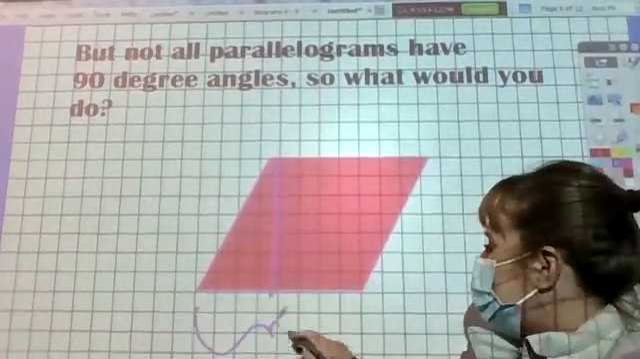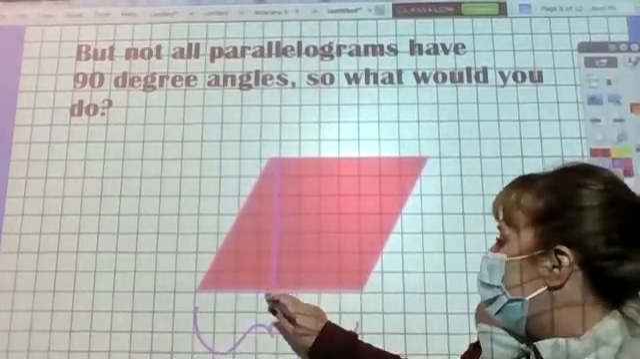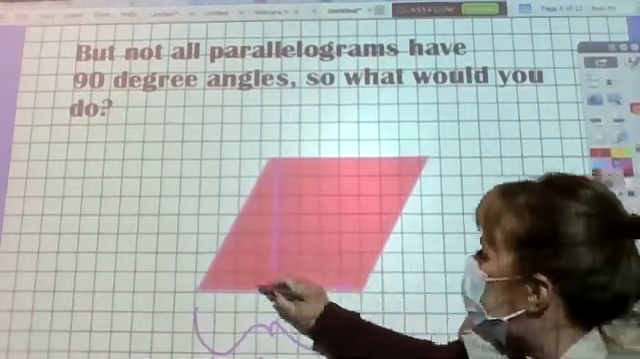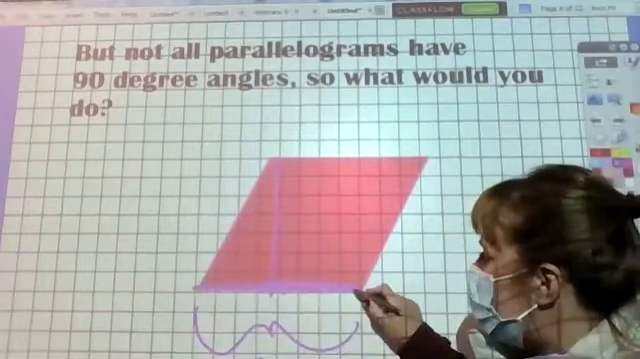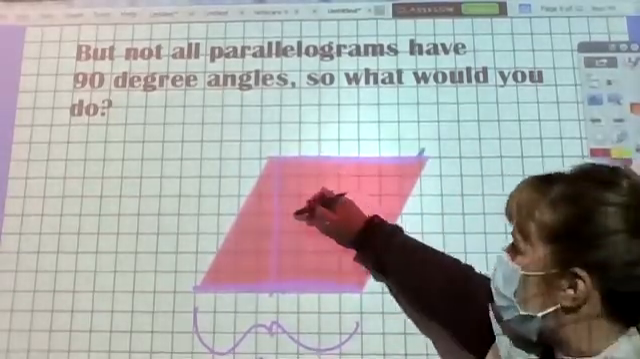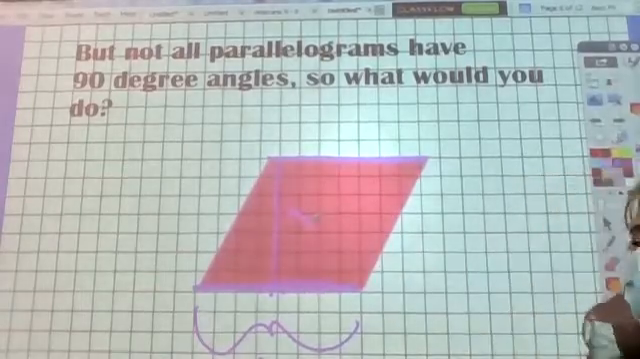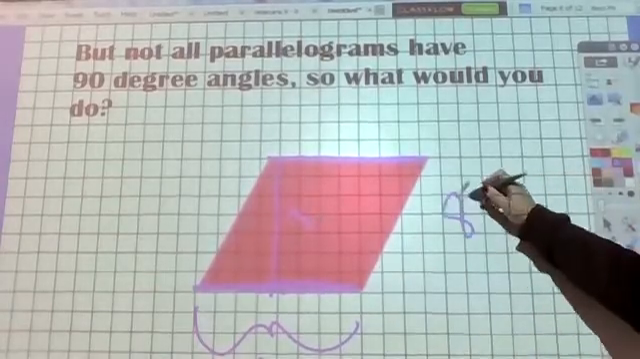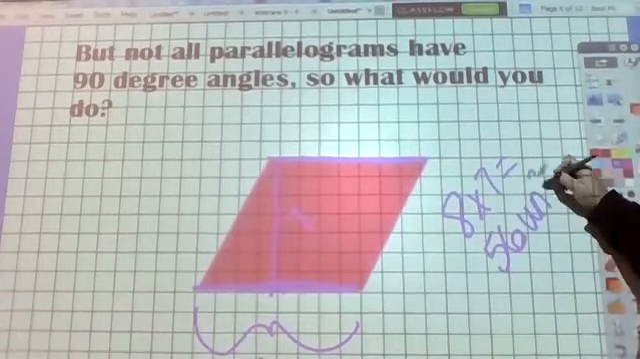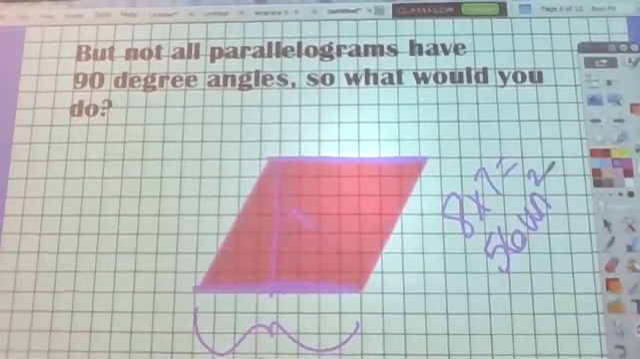So my base is still here. And my height is the distance from this base to that base, which was 7. And so all I'm going to do now is 8 times 7 is 56 units squared, because it's area.